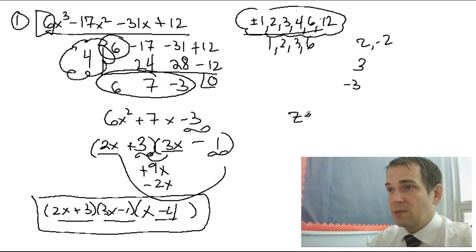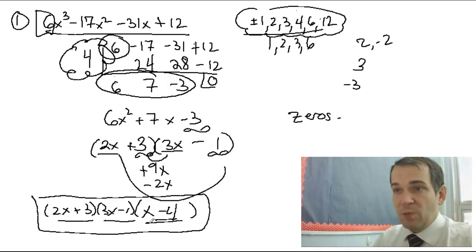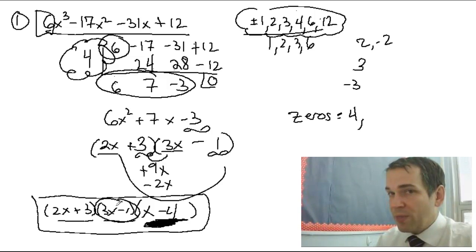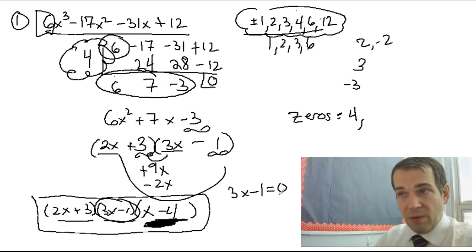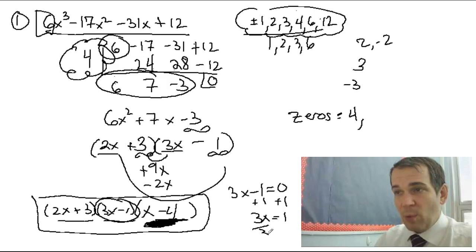So the zeros, well, this one's pretty straightforward. The value of x that makes this equal 0 is positive 4. So there's 1 zero at 4. If you can look at this and get straight to positive 1/3, go ahead and do that. But if you can't, take that 3x minus 1, set it equal to 0, add 1 to both sides to get the x by itself, and then divide both sides by 3.